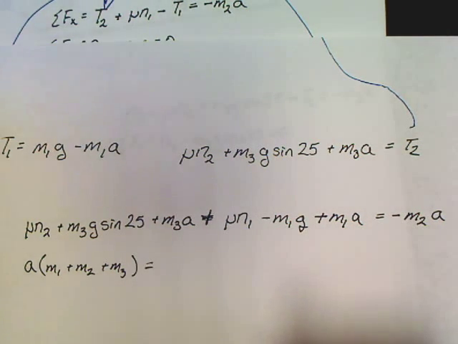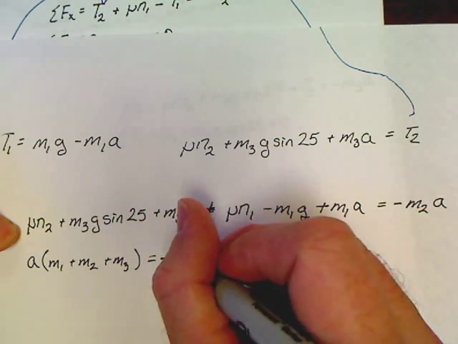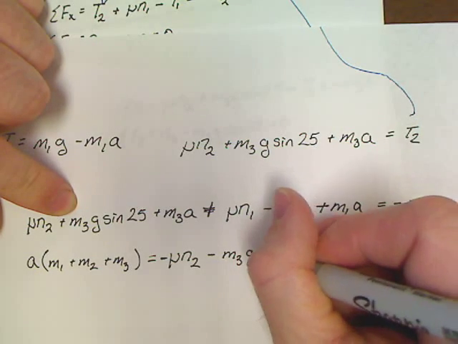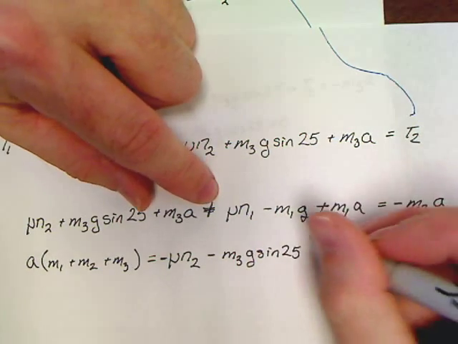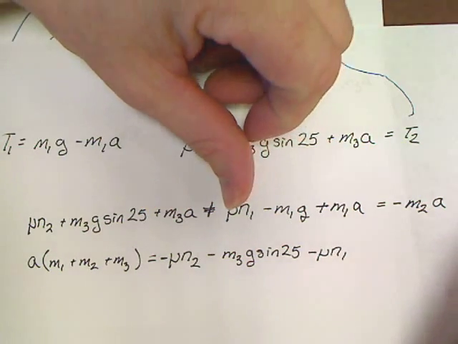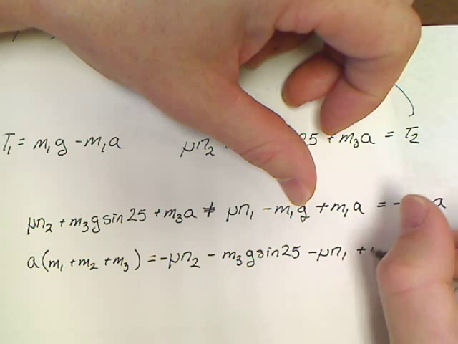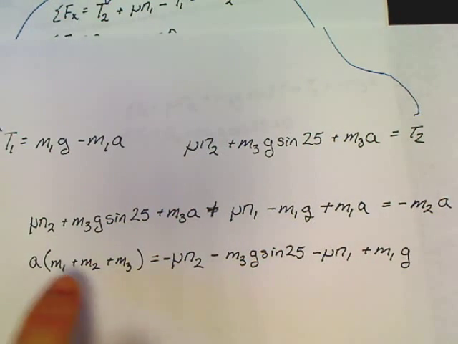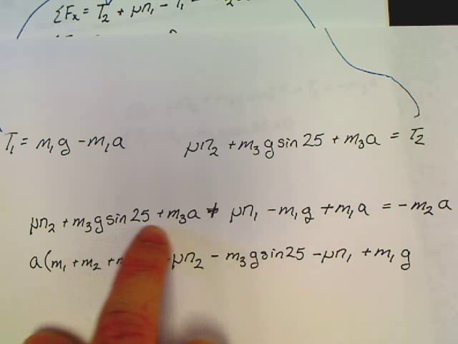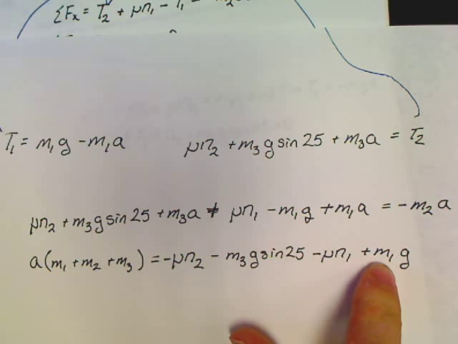Now, this other side, I'm not going to factor anything out. This is going to be negative mu N2, negative M3G sine of 25, negative mu N1. Good grief, I'm getting a little suspicious here. Then finally, I'm going to have a plus M1G on the other side. And I think that's right. So negative mu N2, a negative M3G sine 25, a negative mu N1, and then minus M1G becomes positive M1G on the other side. Good grief.